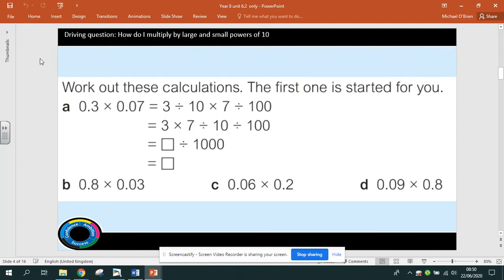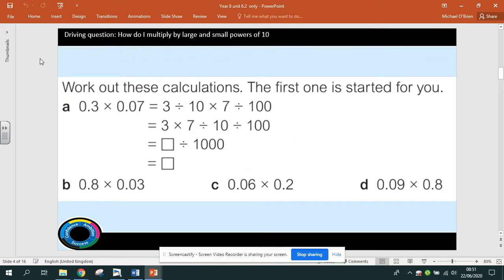Okay, so our next piece of work, what we've got here is some calculations. The first one has been started for you. And what I'd like you to do is work each one out in exactly this way. I know this is a little bit unusual, but I'd like you to try and work each one out the way that they've written it down. So let's have a quick look before we start.